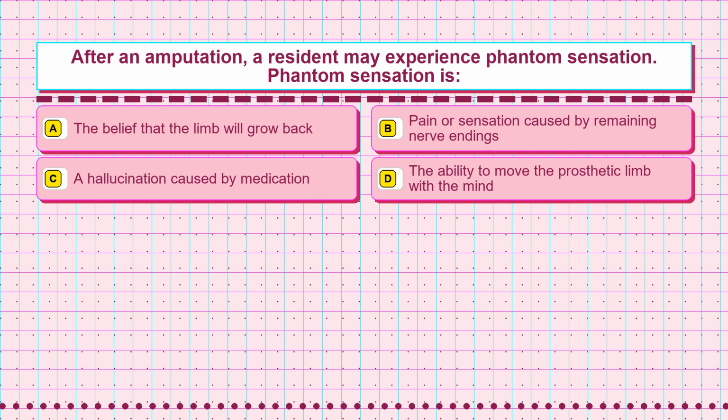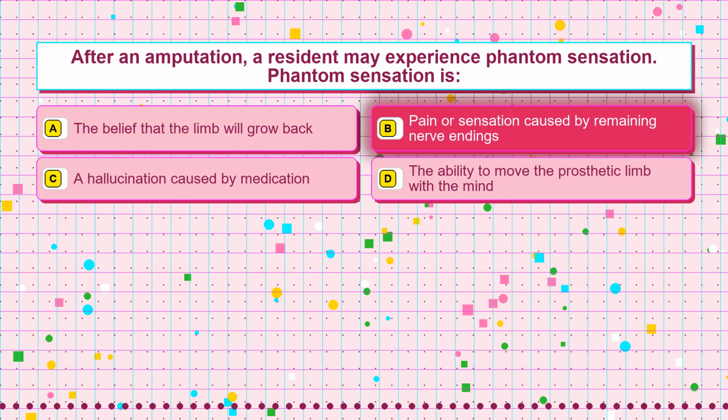Question 6. After an amputation, a resident may experience phantom sensation. Phantom sensation is: Option A, the belief that the limb will grow back. Option B, pain or sensation caused by remaining nerve endings. Option C, a hallucination caused by medication. Option D, the ability to move the prosthetic limb with the mind.